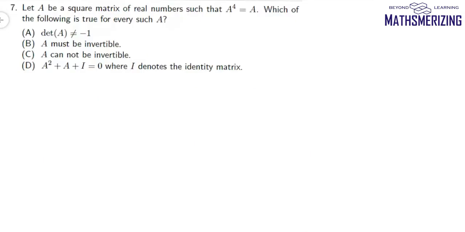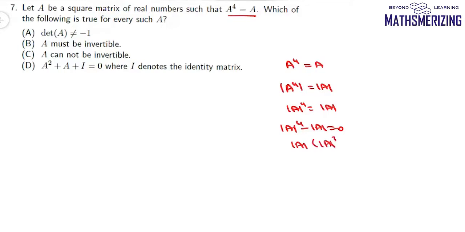Now question number 7, it says we are given this condition, which is a to the power 4 is equal to a, then which of the following is true for every such a? So if we take the determinant, we can write determinant of a to the power 4 equals determinant of a. If I take it on the left hand side, I'll write determinant of a to the power 4 minus determinant a is 0. So this is determinant a times (determinant of a cube minus 1) equals 0. So I'll get either determinant of a is 0 or determinant of a is 1.